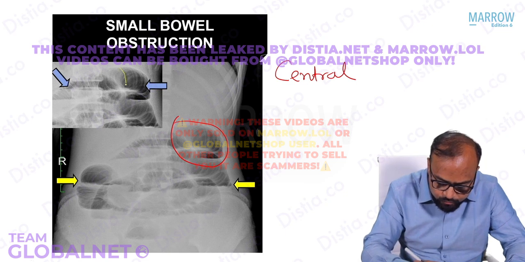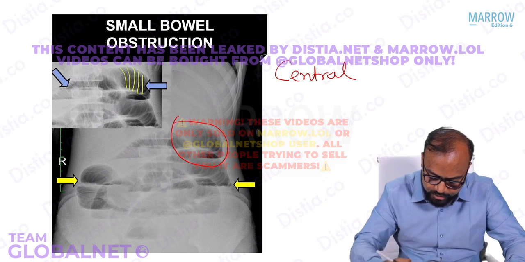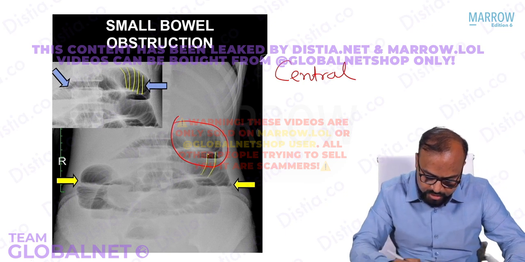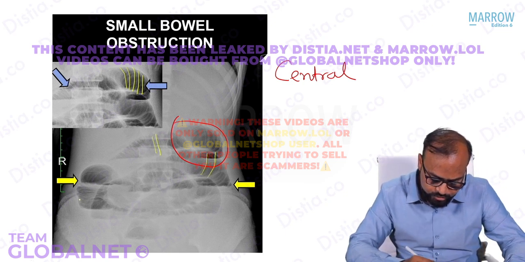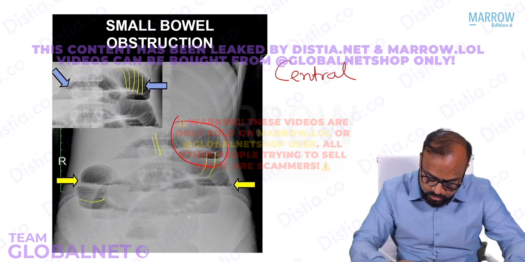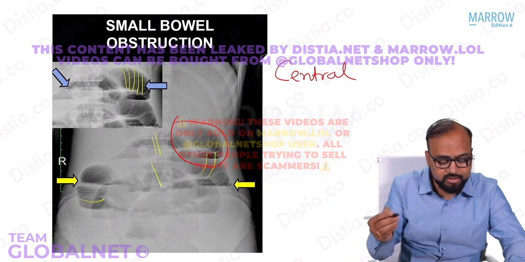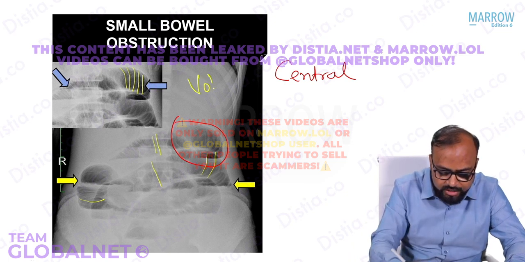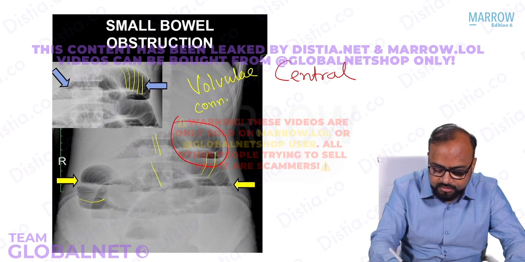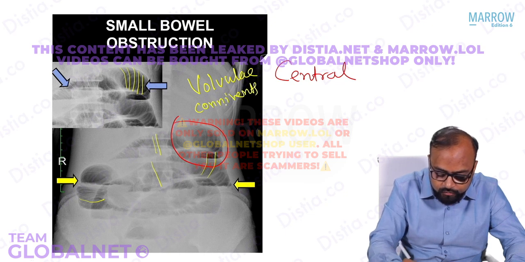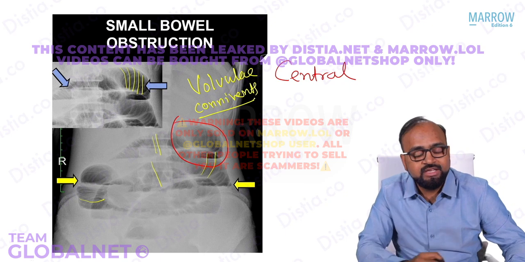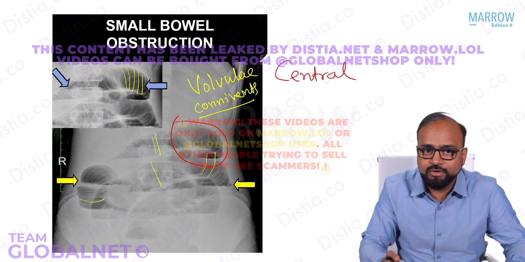Look at these bowel wall folds. Can you see these transverse complete mucosal folds? See here also you are able to see these transverse complete mucosal folds. See here also. So transverse complete mucosal folds extending from one wall to the other. What are they called? These are called valvulae conniventes, and this is the very classical feature of small bowel obstruction.